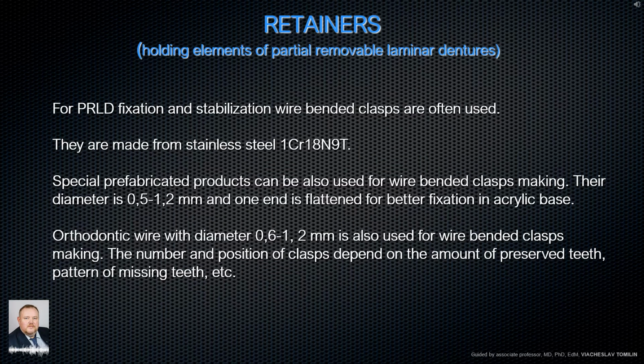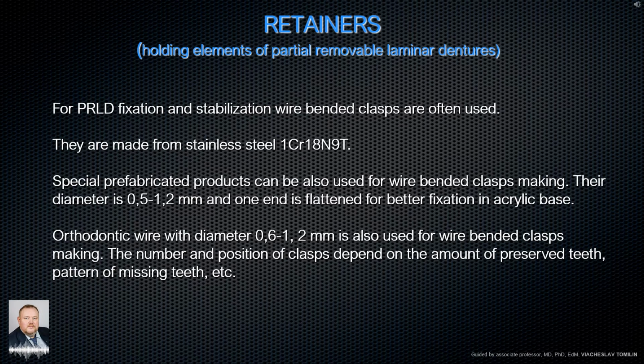For partial removable laminar dentures, fixation and stabilization wire-bended clasps are often used. They are made from stainless steel 1Cr18Ni9Ti. Special prefabricated products can also be used for wire-bended clasps making. Their diameter is 0,5 to 1,2 mm and one end is flattened for better fixation in acrylic base.